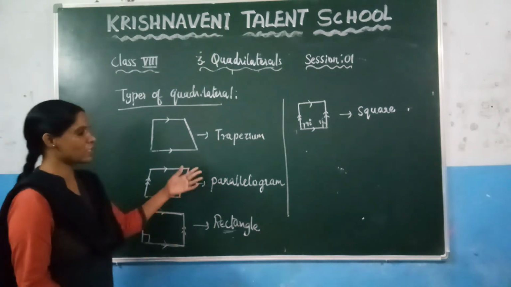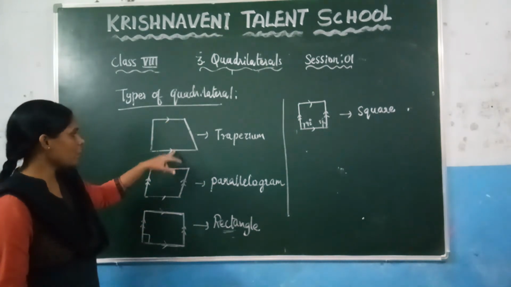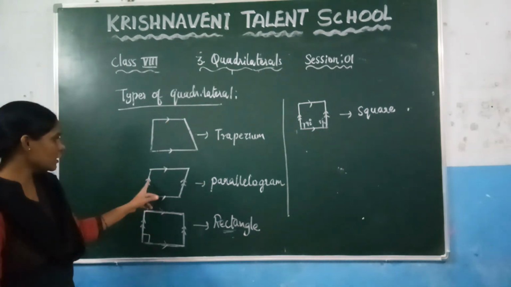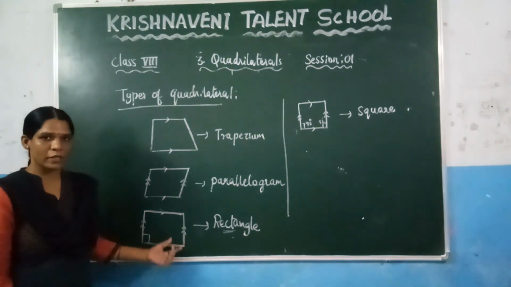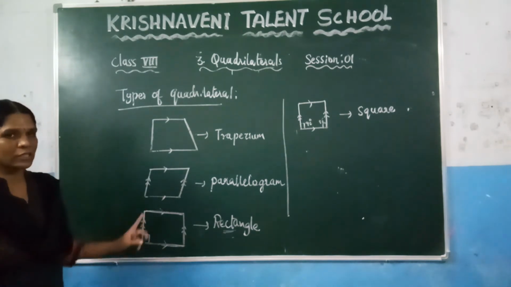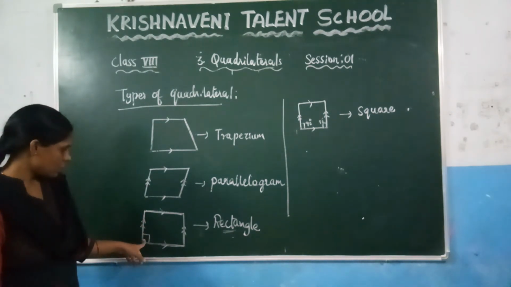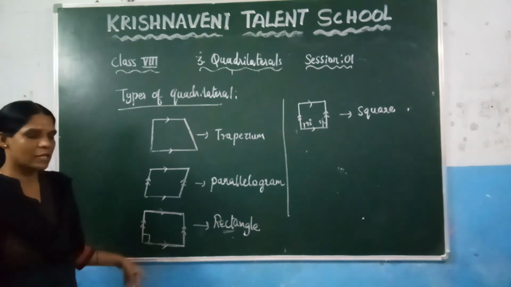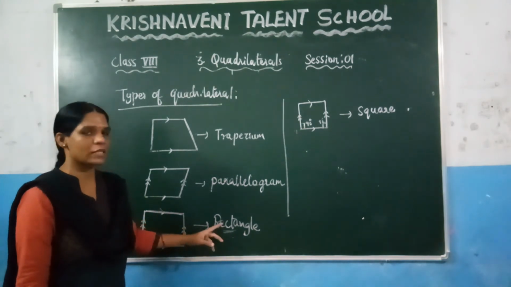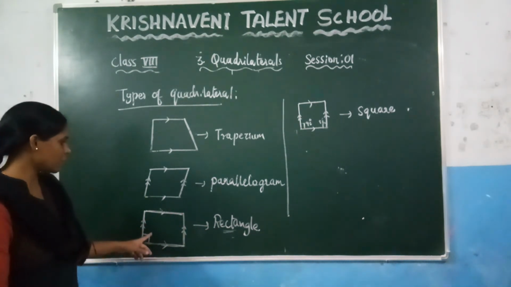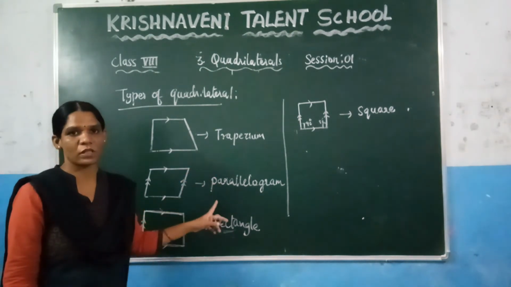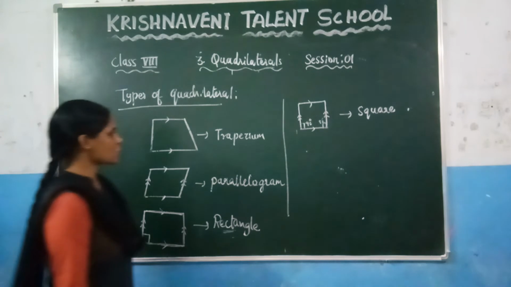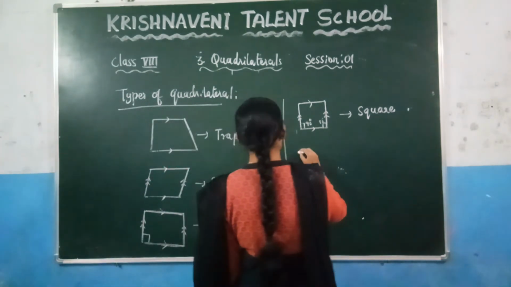The first one is the trapezium, in which only one pair of sides are parallel, and here the two pairs of sides are parallel. And in this case also two pairs of sides are parallel, but there is one condition here. One angle should be 90 degrees. If that happens, you get a special type of quadrilateral, which is a rectangle. And if in a rectangle the adjacent sides are equal, then you get a special type of quadrilateral, which is a square. Now see the next one.